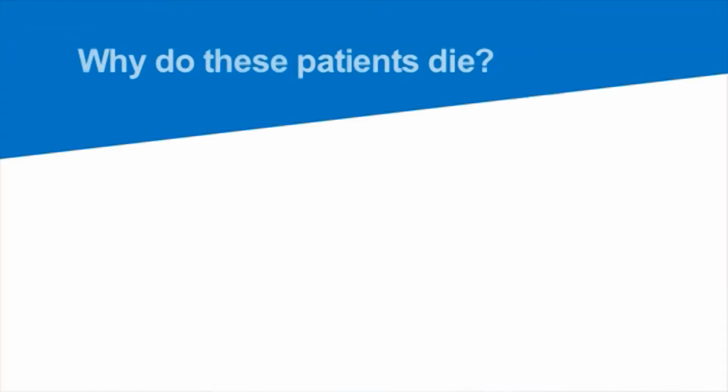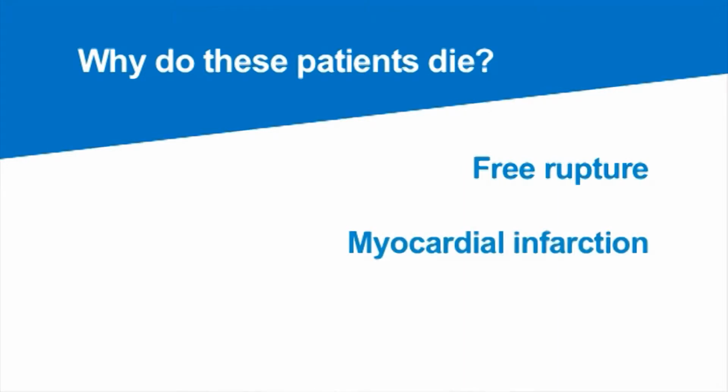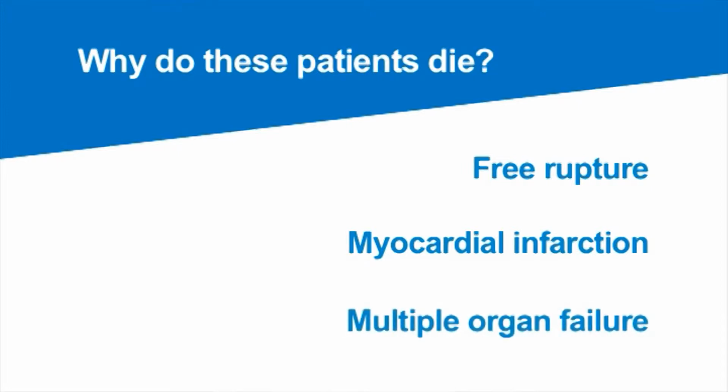So why do these patients die? Initially, it's usually from uncontrollable bleeding from the aortic rupture. Secondly, from myocardial infarction. Remember, these patients have significant cardiovascular disease. In the late postoperative phase, they can get multi-organ failure.